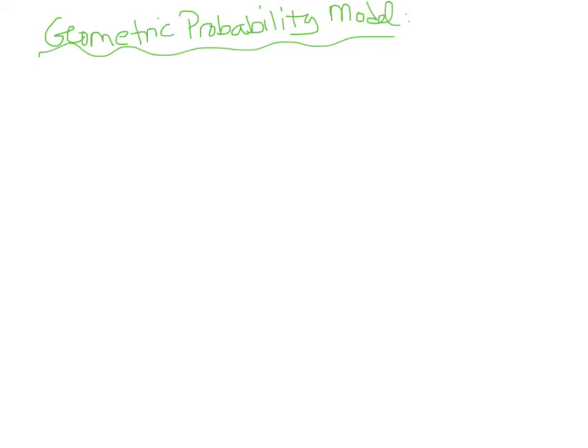So we call this type of situation a geometric probability model. A geometric probability model is what you're doing when you are looking for the probability of getting your first success in a series of trials. So it always is going to have something to do with your first success.